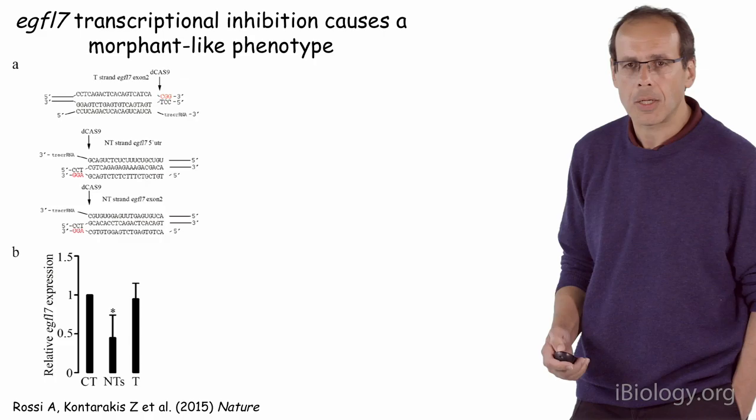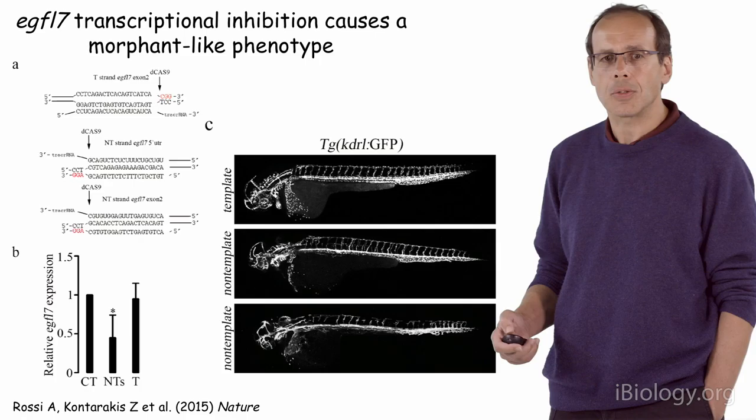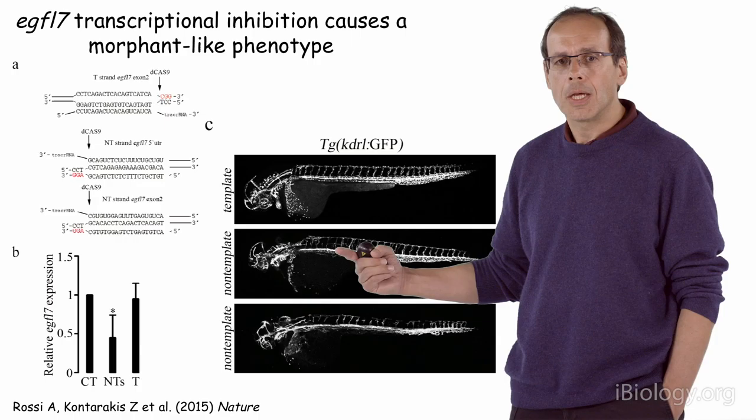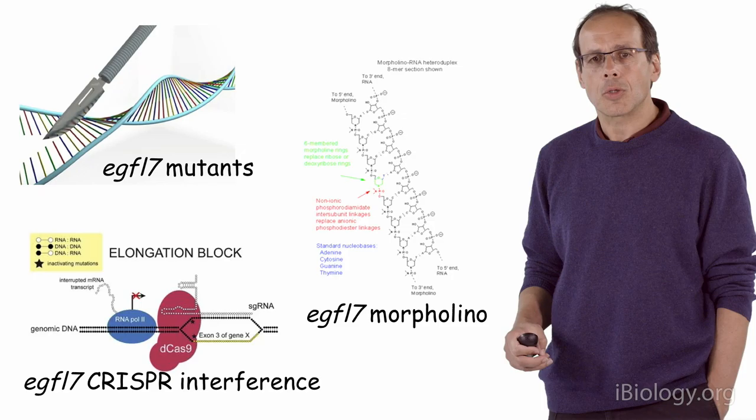And in fact, when you use this approach, you can phenocopy the morpholino-induced phenotype, so the morphant-like phenotype. So again, these are control and two experimental, and you can see defects in the intersomitic vessels, as shown here. So what we have is a situation where the mutants don't show a phenotype, but if you use morpholino to block translation or you use this CRISPR interference to block transcription, you see severe vascular defects.